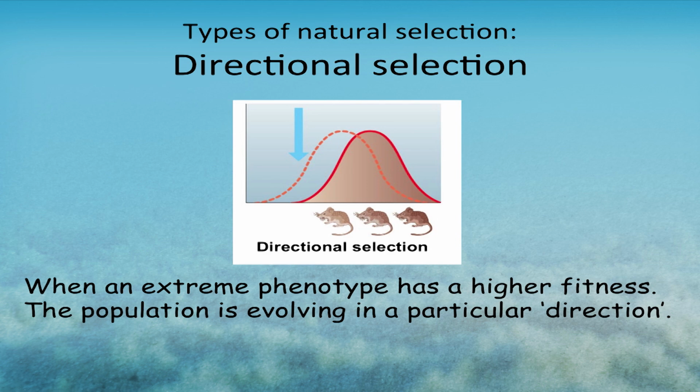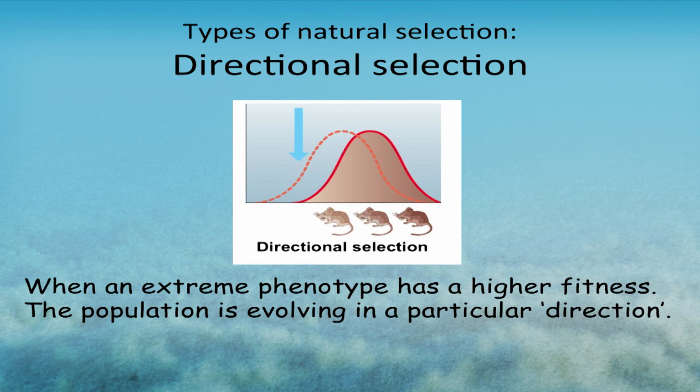Not all types of natural selection work that way. Sometimes, definitely one extreme of that gradient has a higher fitness than the other. In this case, we tend to move in one direction, and so we call that directional selection. In the example shown on the screen, we would say the environment was such that darker colored mice had a higher fitness than lighter colored mice.